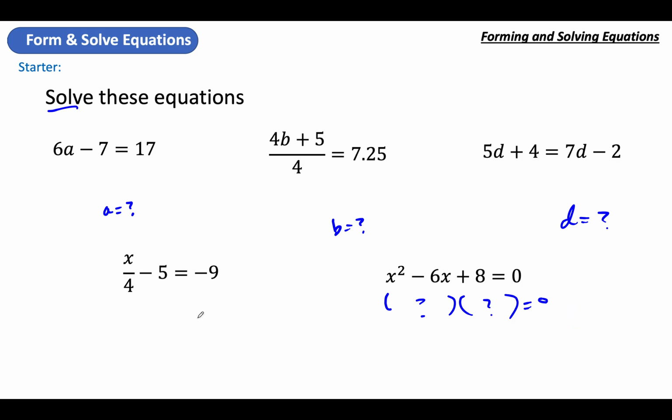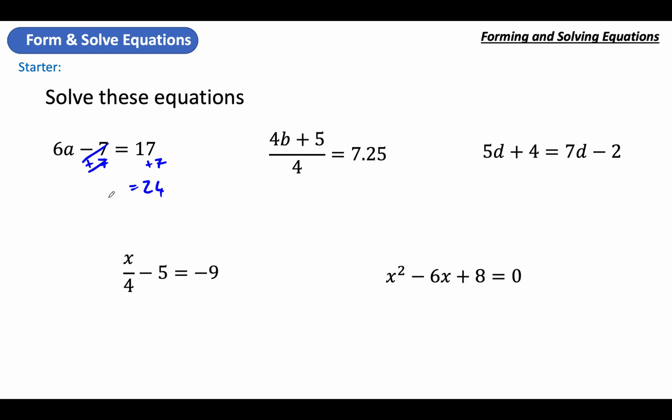Okay, unpause. Let's get rid of the writing I've done. First one, we deal with the number touching the letter last. So deal with the -7 first and do the opposite. So you add 7 to both sides. 17 plus 7 is 24. 7 take away 7 is nothing, so 6a is left on its own. 6 lots of a is 24. So if we split that into 6 equal pieces, we get a equals 4. Right? When you've got a number touching a letter, divide by that number to get the letter on its own.